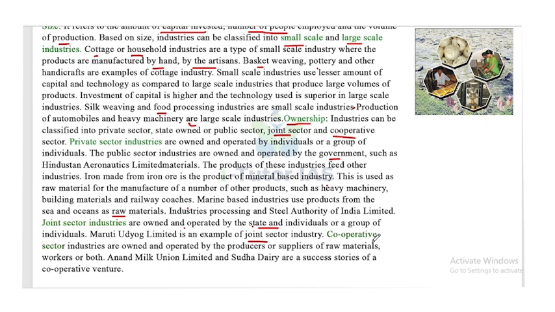Now, cooperative sector. These are industries owned and operated by the producers or suppliers of raw materials, workers or both. Okay, so these industries are operated by the producers or suppliers and workers or both. Okay, example Amul and Sudha Dairy.